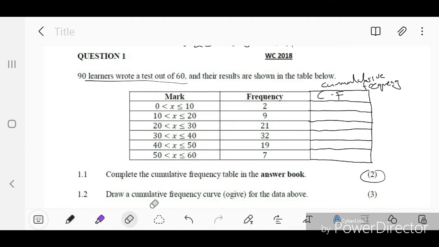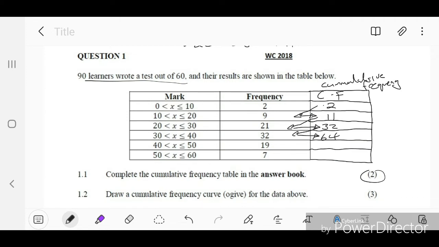So this is just a summary of their marks. And every time we complete a cumulative frequency, you take the first number here, you plus it to 0. Every time. You take 2, you plus it with 0, it gives you 2. You take 2, you plus it with 9 now. It's like you go this direction and you go that direction. So 2 plus 9, that's 11. And then you come back again. 11 plus 21, that's 32. That's 32. 32 plus 32, that is 64.